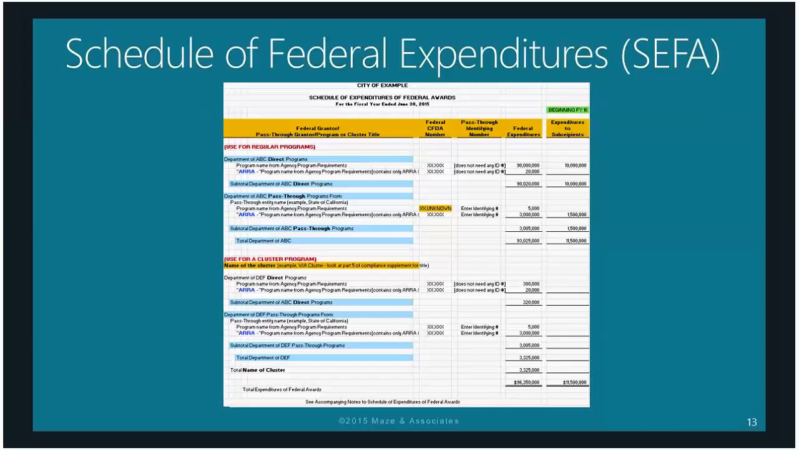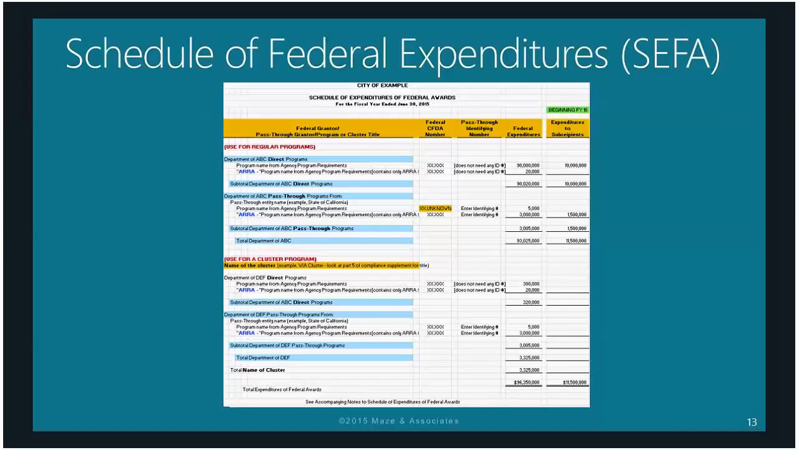And halfway down, you see that we use an example of a cluster program. So you would put the name of the cluster and then follow the same format as above. And your total below would be the total for the cluster. In the end, of course, you would have the total expenditures of federal awards.